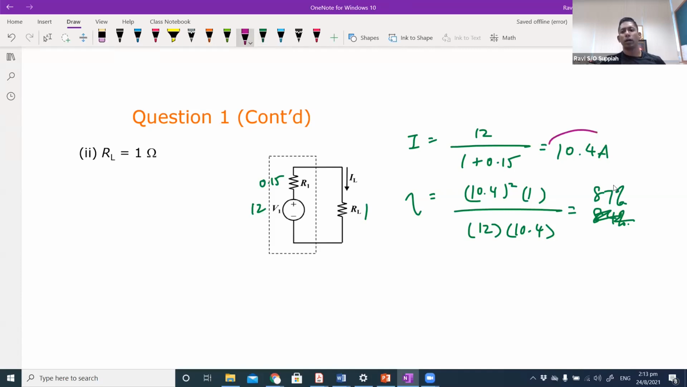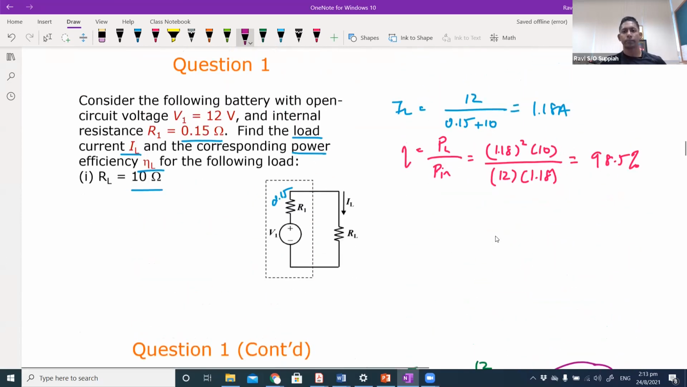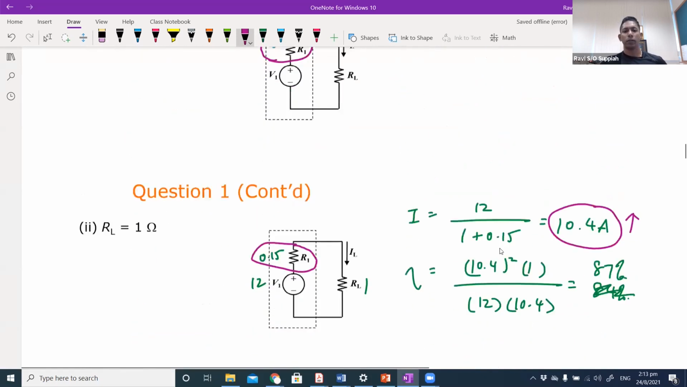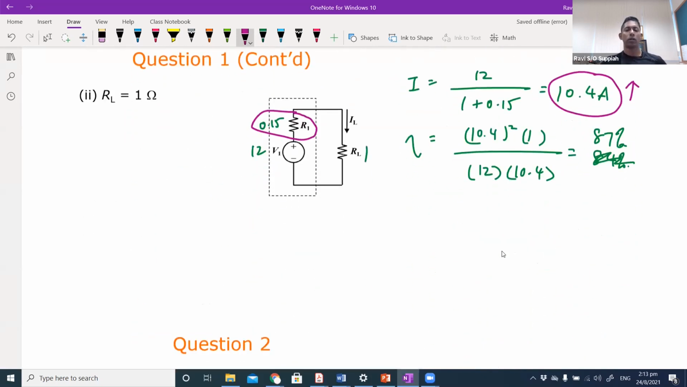Because when your current starts to go up, the power loss at the internal resistance is higher. So the internal resistance power loss is higher compared to here. When your current is small, the power loss experienced by the internal resistor is smaller, so there is more power delivered to the load. Whereas over here, since you lose a lot of power internally, the efficiency has dropped.